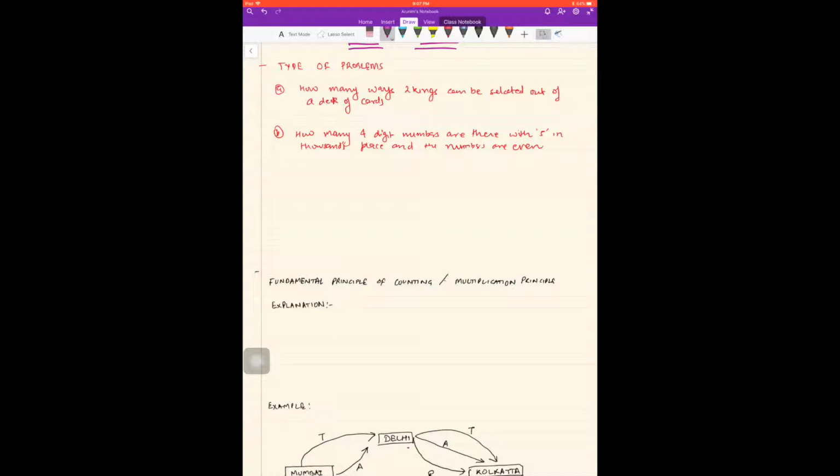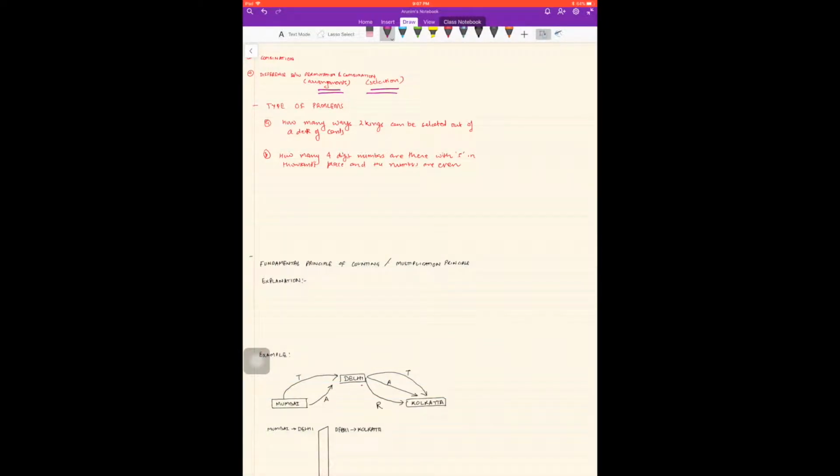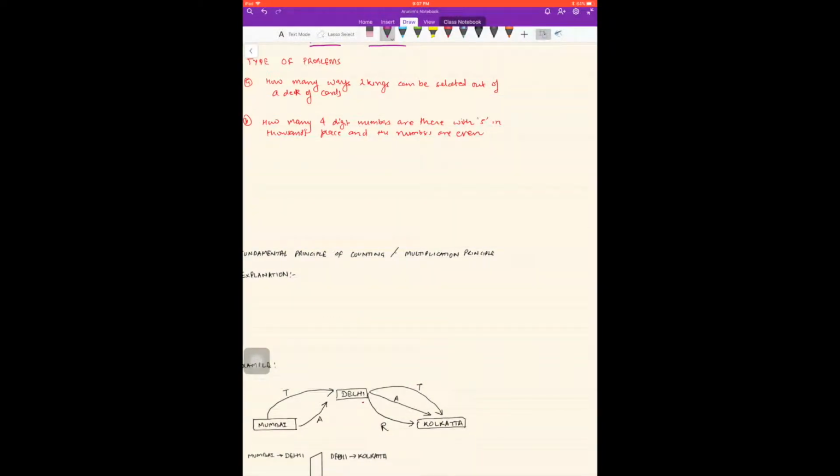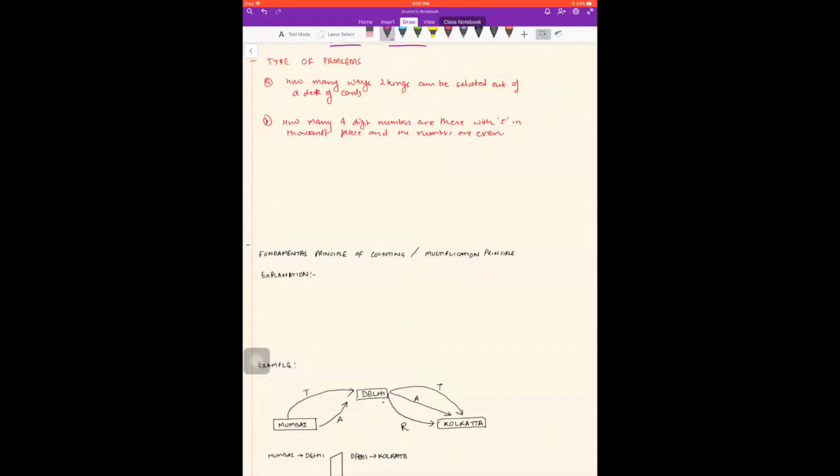Typical problems where the concepts you learn will get used are like: how many ways can you select two kings out of a deck of cards? Remember, a deck of cards contains 52 cards, and the question is asking how many ways you can select two kings out of that deck. These are just examples. Don't think these are the only two questions. You can make many questions based on this particular topic.